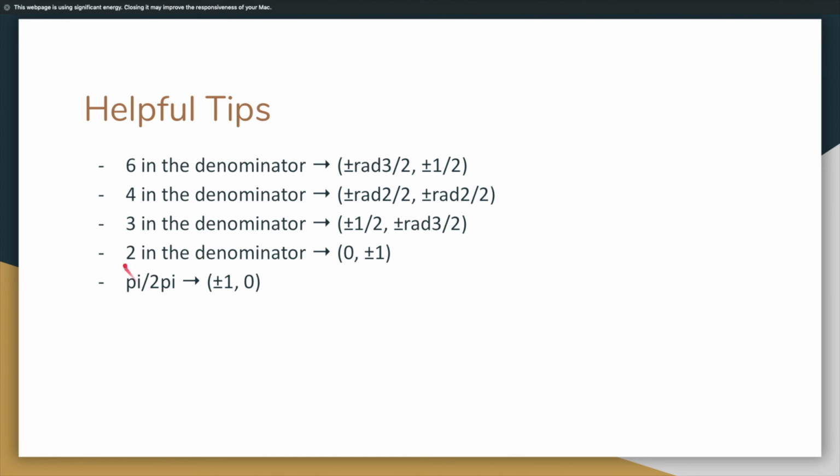Any radian value with a 2 in the denominator will have a cosine value of 0 and a sine value of plus or minus 1. And lastly, pi radians and 2 pi radians will result in a cosine value of plus or minus 1 and a sine value of 0. These values will always hold true.